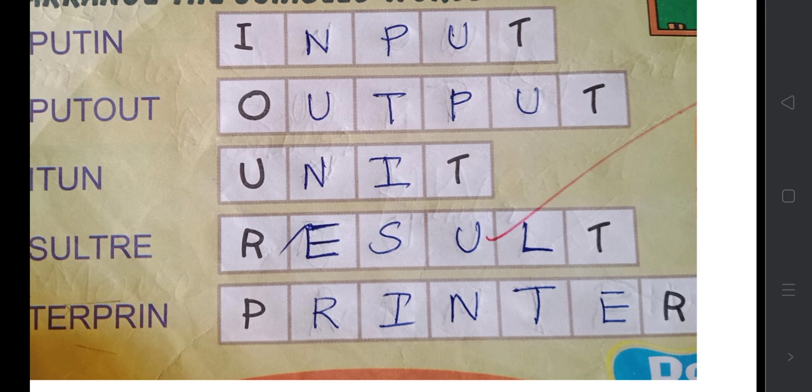Then the third one is unit. Unit, unit. Then the fourth one is result. Result, result.